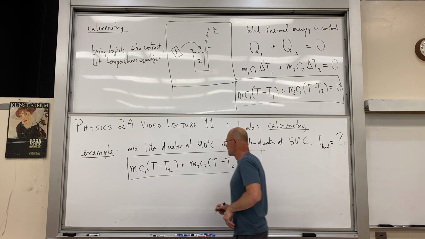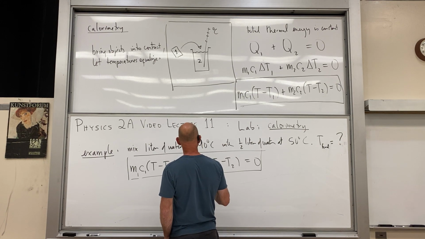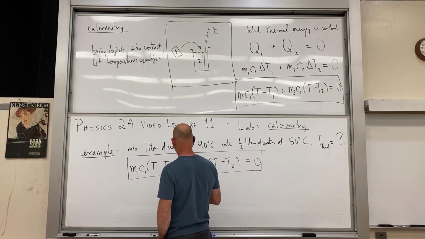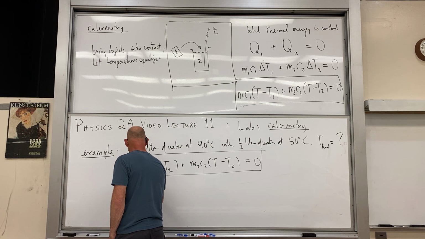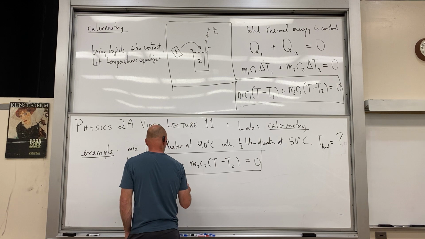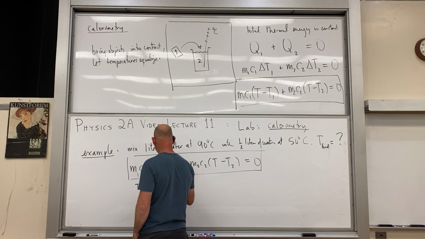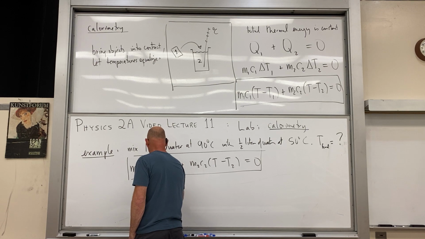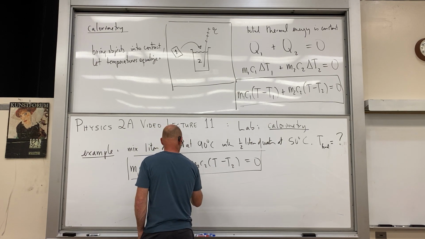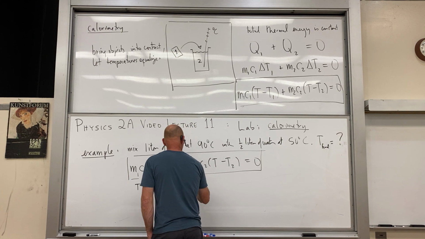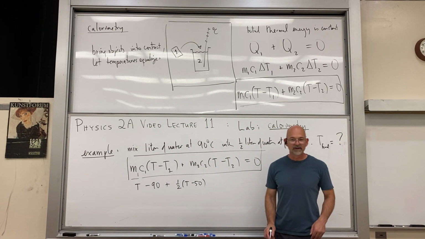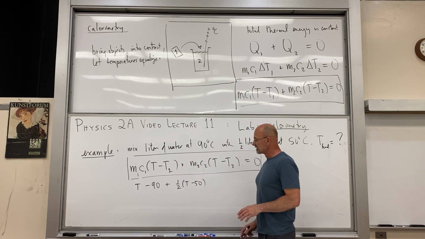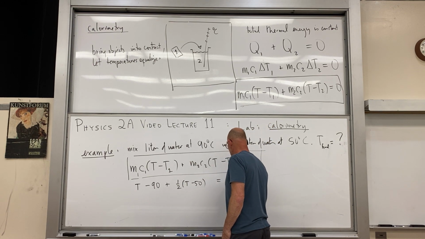Okay. So the specific heats were the same. We have T minus 90, T minus 50. So T minus. There's my mistake. All right, got to catch your mistakes in real time. Okay, no, there's no edit on this tape, but here we go.